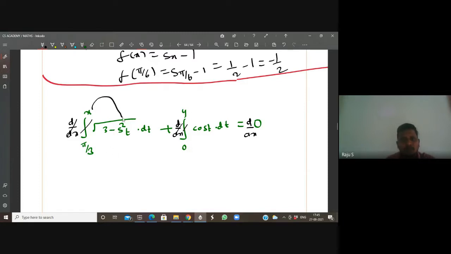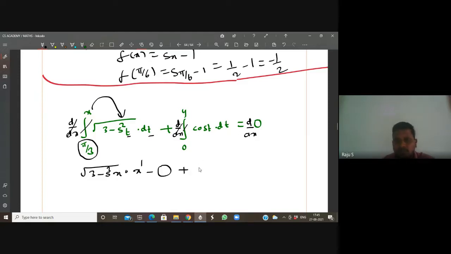What is the Leibniz rule? Replace t by x. So root of 3 minus sine square x into x dash. Minus, what about the lower limit? Lower limit is constant, and the derivative of a constant is 0. Directly you can write 0. So the lower limit may be 0, it may be constant. Okay, this I applied the limit.